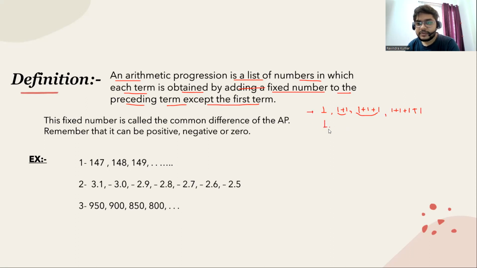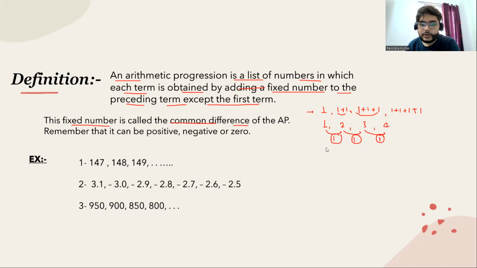Like the first term is 1, then 2, then 3, then 4, right? There is a uniform difference between two terms. Like here is also 1, here is also 1, here is also 1. So this is the meaning of this one. Here the fixed number is called a common difference. So here is a fixed number 1, and 1 is added to each term to get the next term. So this is a common difference.